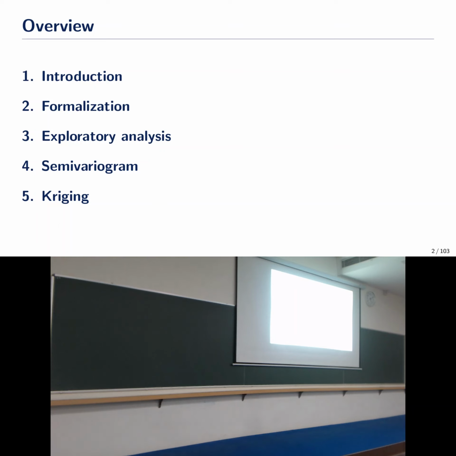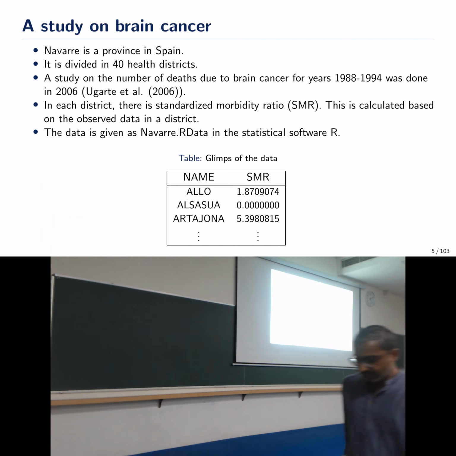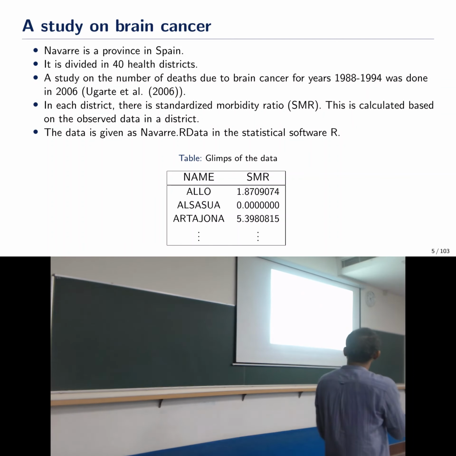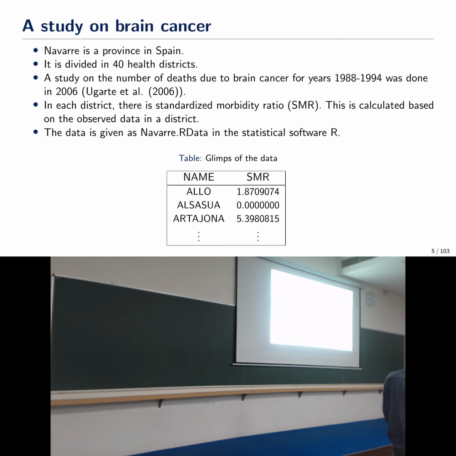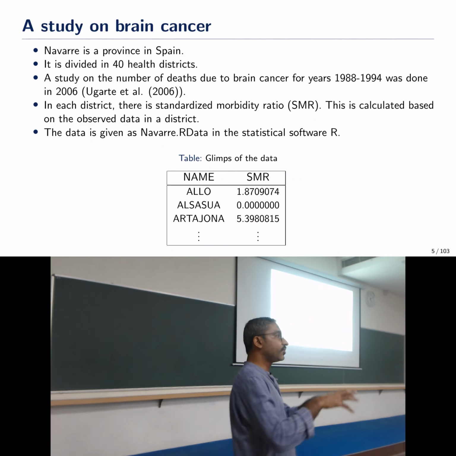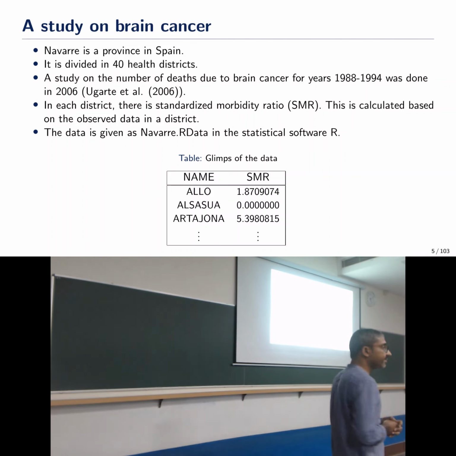As statistics, all of you know that it deals with data. So, therefore, we start with the data. What is this data like? It's a data in a province of Spain, on brain cancer. This province, Navarre, is divided into 40 health districts.